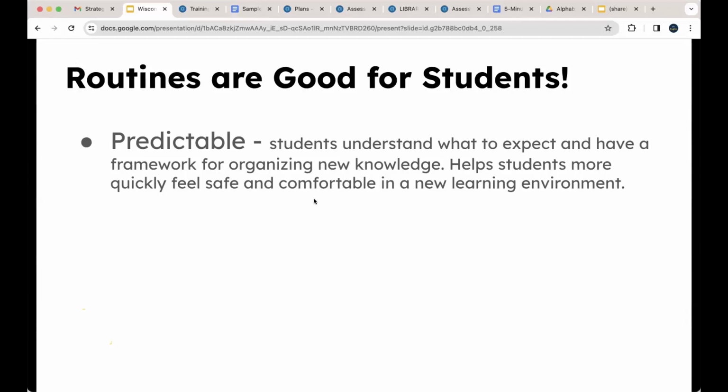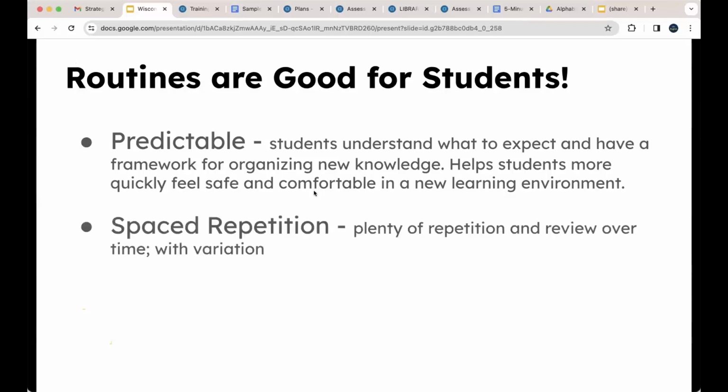So if they can start to understand, this is what's going to happen at the beginning of class. When we finish this, we're going to do something that looks like this. When we finish that, we're going to pull out our whiteboards and do some phonics work. That helps students to pretty quickly become more comfortable in the classroom.